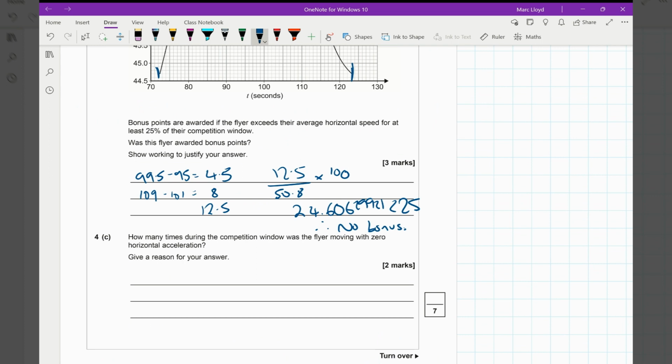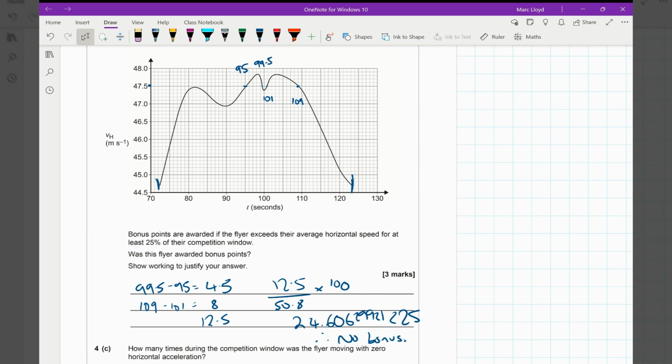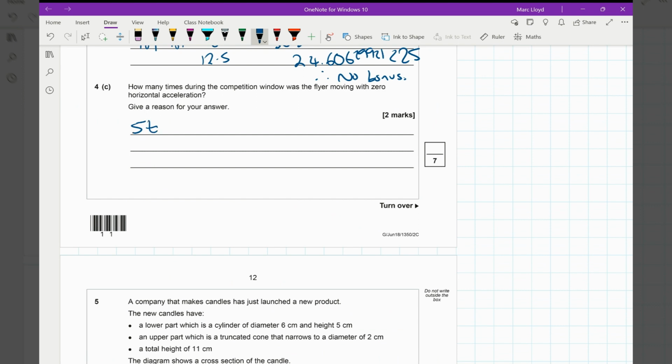Okay, how many times during the competition window was the flyer moving with 0 acceleration? So what we need to have for acceleration, that's where the speed isn't changing, for 0 acceleration. So we've got one there, one there, one there, one there, and then one up there. So that is 5. So 5 times, and each turning point on the graph represents 0 acceleration or constant speed.